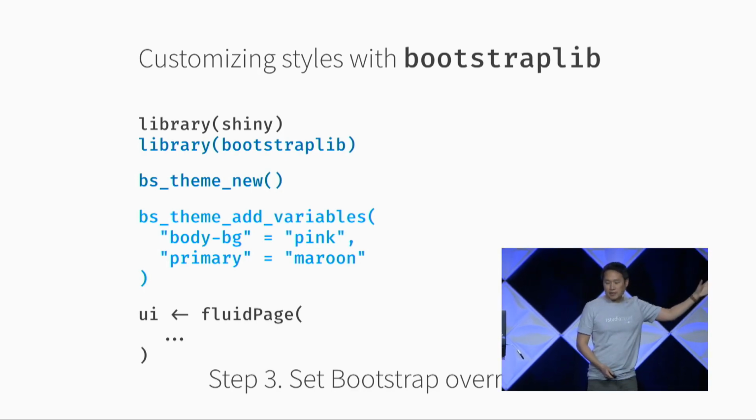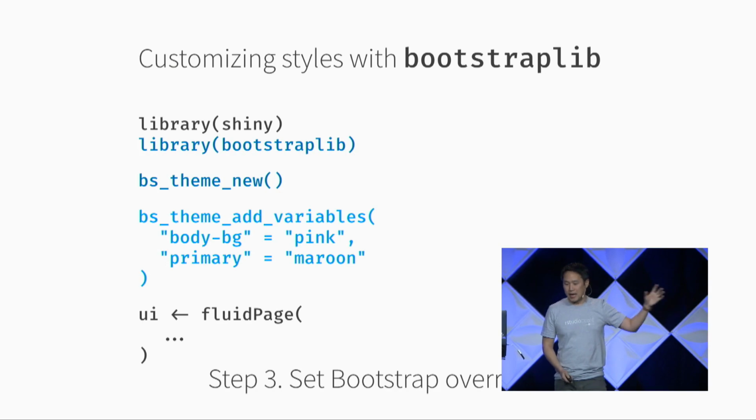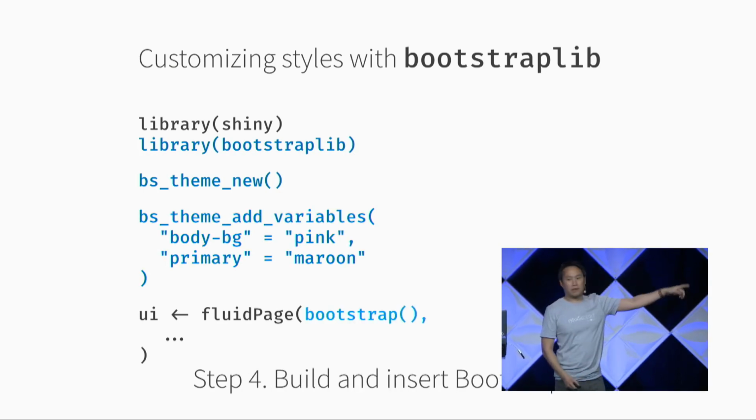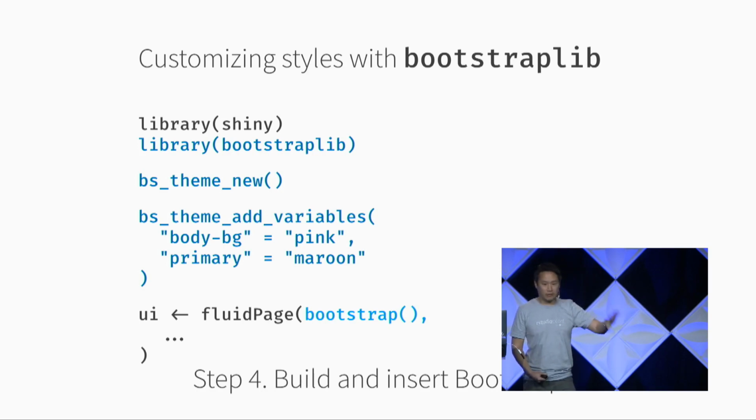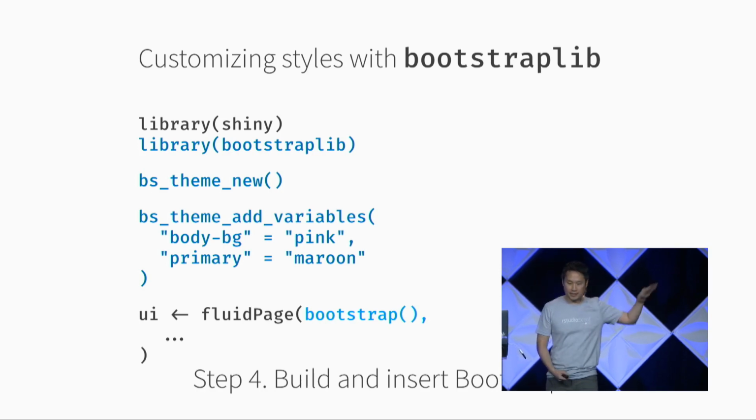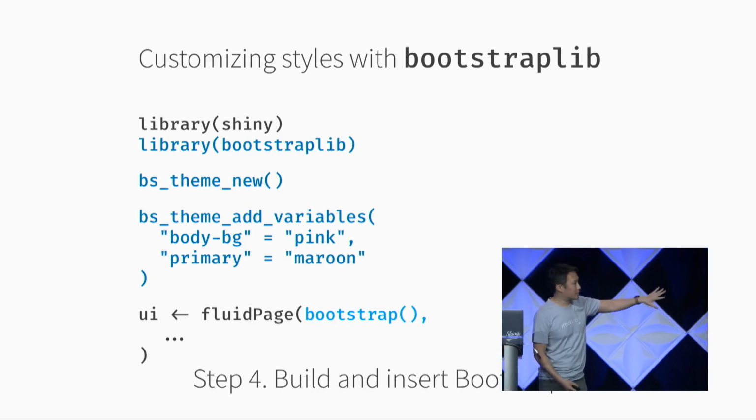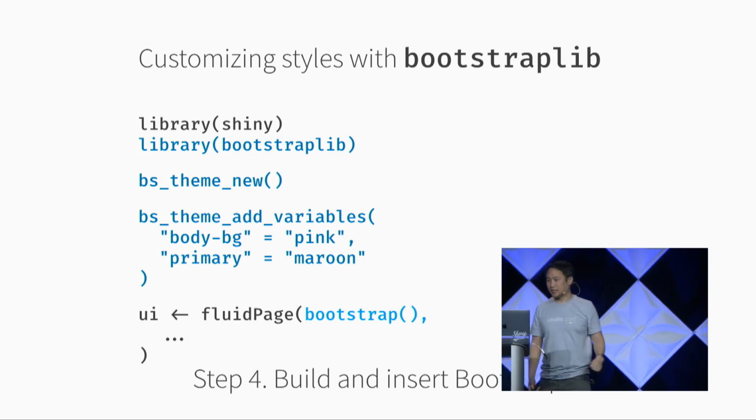In this case, I'm setting the body background color to pink and that primary link color to maroon. And then finally, you call the function called Bootstrap to build a custom build of Bootstrap that obeys those variables and inserts it into whatever UI you're calling it from. So in this case, this fluid page is going to have a Bootstrap dependency custom built for it and injected.